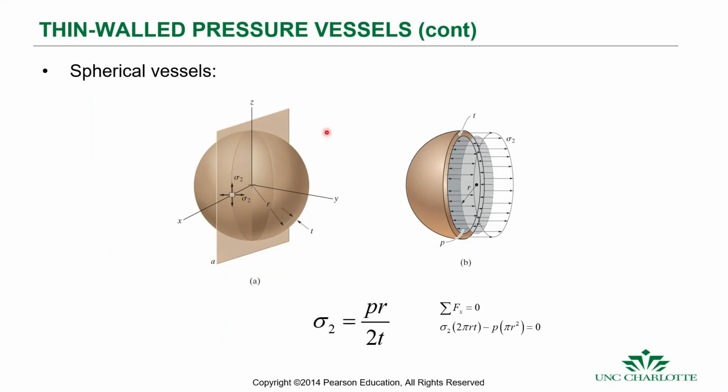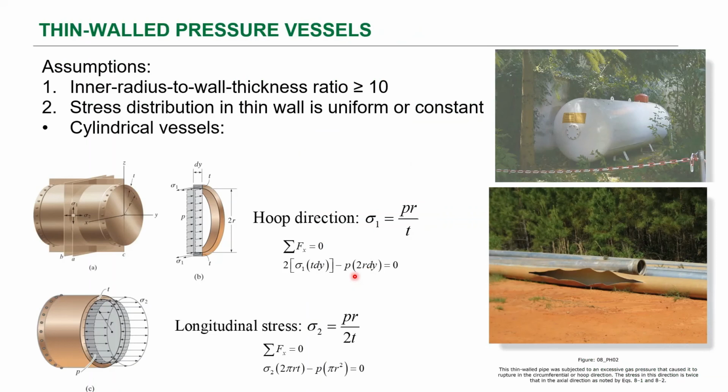If we have spherical vessels, then we have a slightly different geometry, and the stress drops from PR over T to PR over 2T. So if we use a spherical vessel, the stress due to the same pressure is half. Then the hoop stress in this case is PR over 2T.